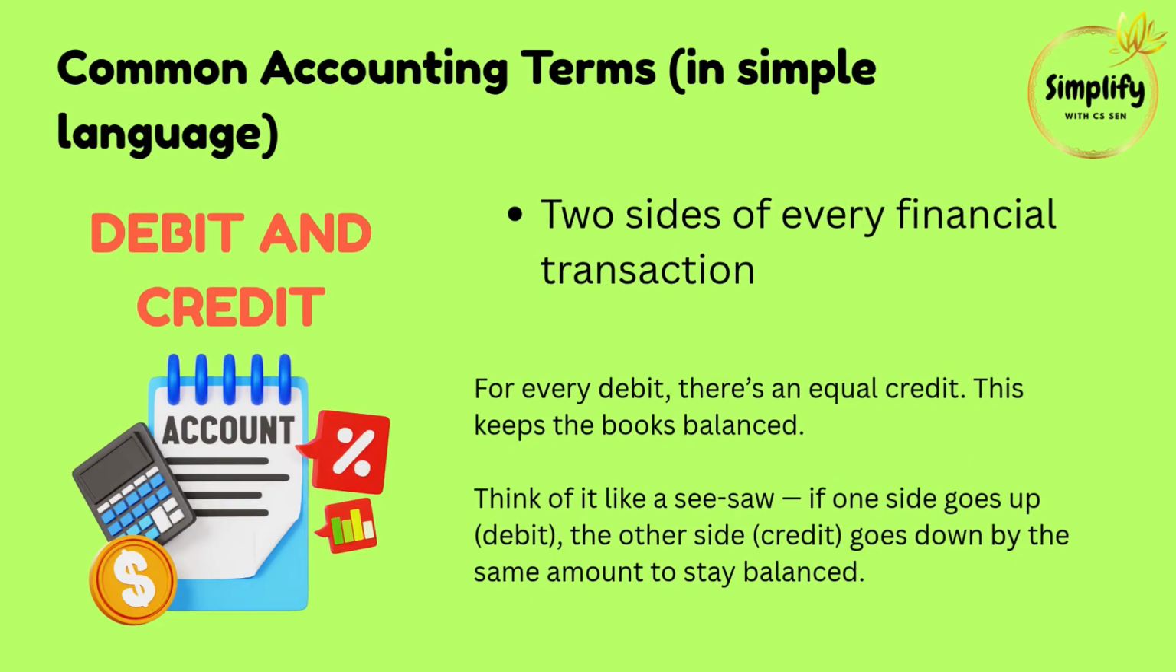What is debit and credit? Debit and credit are the two sides of every financial transaction in the double-entry accounting system. Every time something is bought, sold, paid, or earned, one account is debited and another is credited. For every debit, there's an equal credit. This keeps the books balanced. Think of it like a seesaw. If one side goes up, debit, the other side, credit, goes down by the same amount to stay balanced.